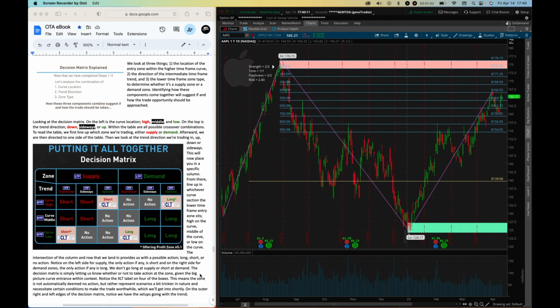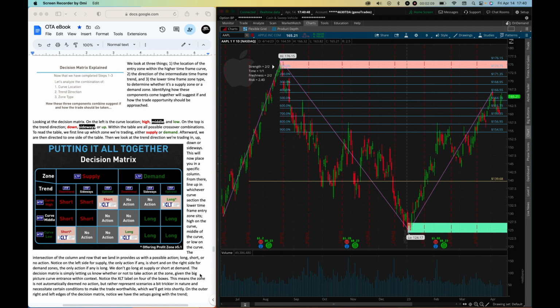Looking at the decision matrix, on the left is the curve location. We have high, middle, and low. On the top is the trend direction, down, sideways, or up. Within the table are all possible crossover combinations. To read the table, we first line up which zone we're trading, either a supply zone or a demand zone. Afterward, we are then directed to one side of the table.